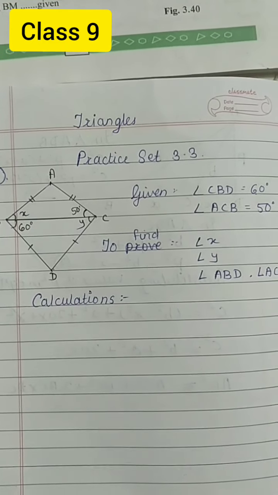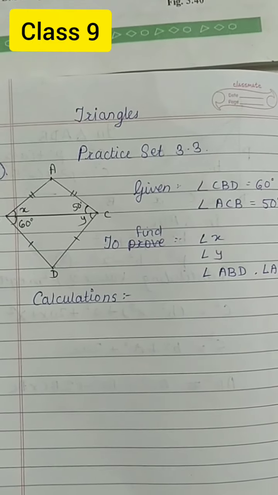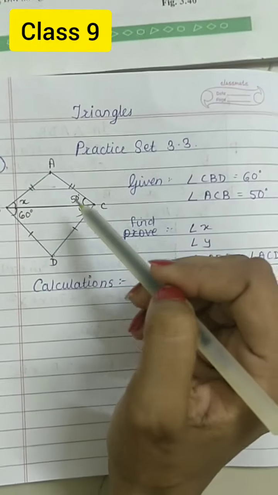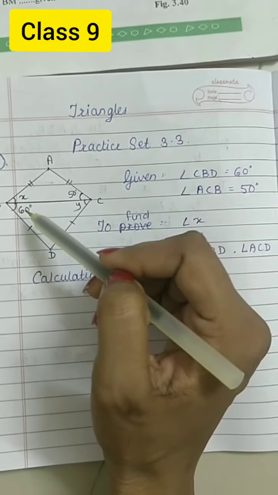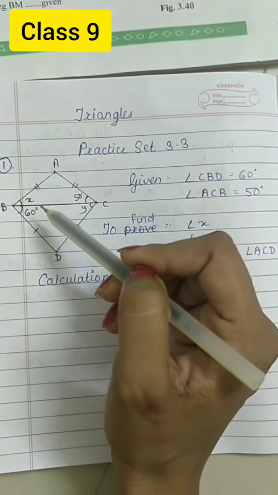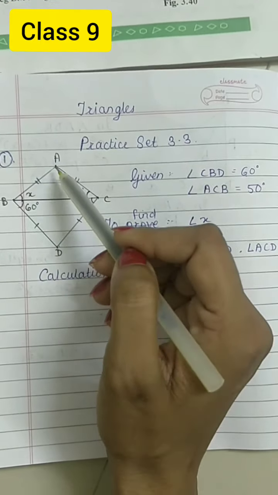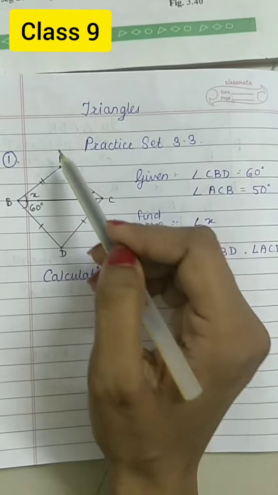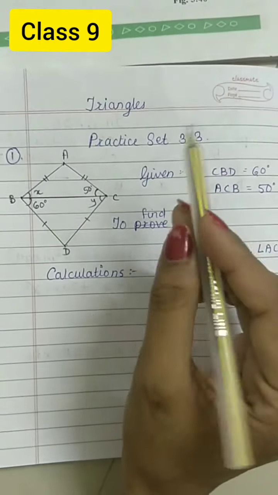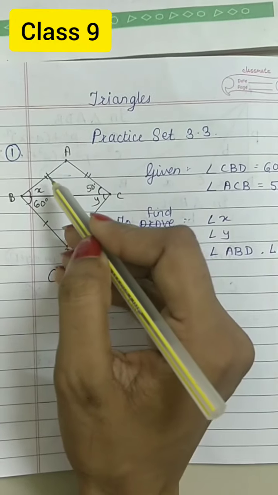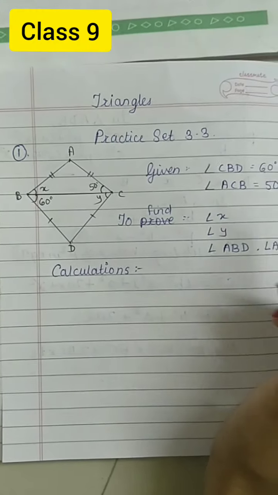So question number 1 is given here, and in this question this angle is given as 50 degrees and this angle is 60 degrees, and we need to find this angle x, angle y, and also the angle ABD and ACD. Okay, we have already learned about the theorem of isosceles triangle.